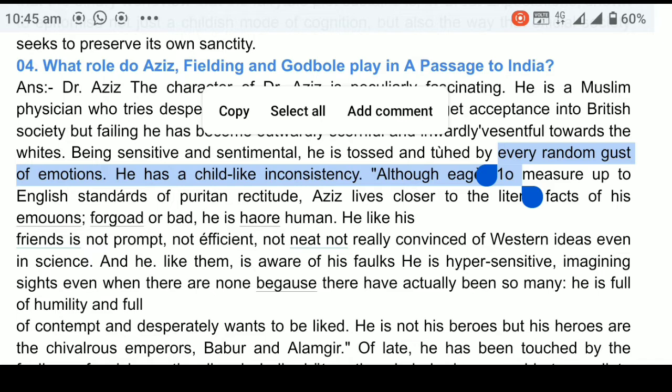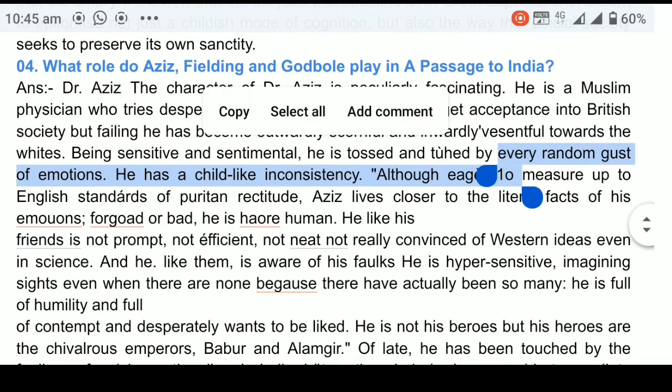and now in the next part we begin with our number 4 question, which is, what role do Aziz, Fielding and Godbole play in A Passage to India?